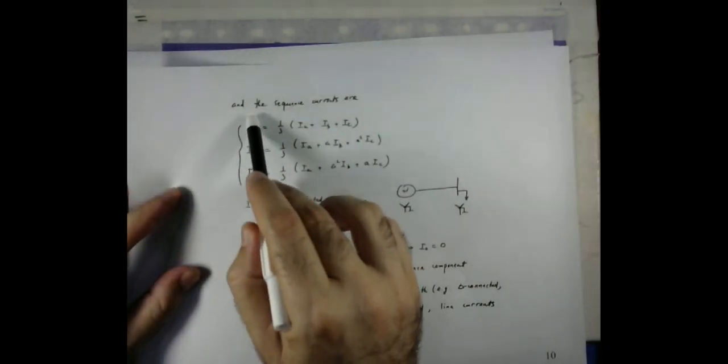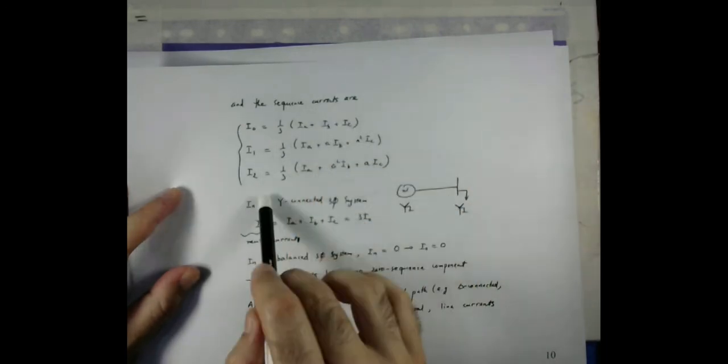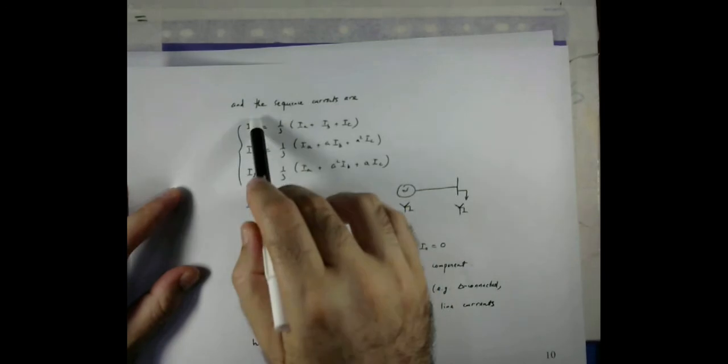So the same is the case here. Zero sequence current equals 1/3 of the phase A current phasor, plus the phase B current and the phase C current. The same is the case for the other two sequence components.